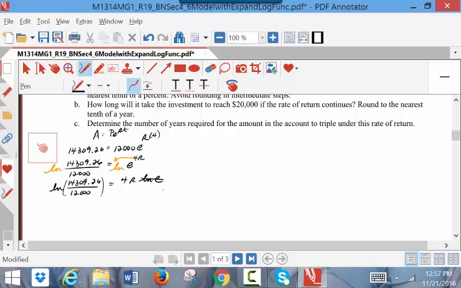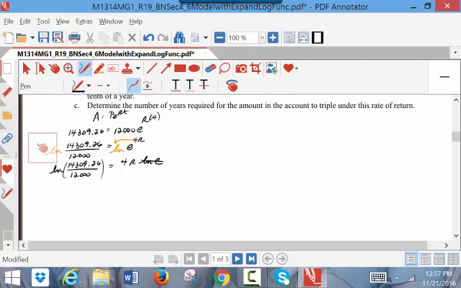So now all we need to do is divide both sides by 4 to come up with my rate of return. And again, I'm keeping all of these digits in my calculator so that I have as much accuracy as I possibly can in coming up with this value. And this should come up to be about 0.044, or in other words, 4.4%. So, just over 4% return over a period of 4 years would increase it by $2,300.